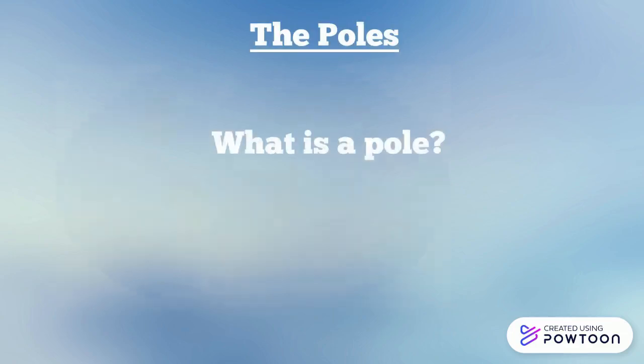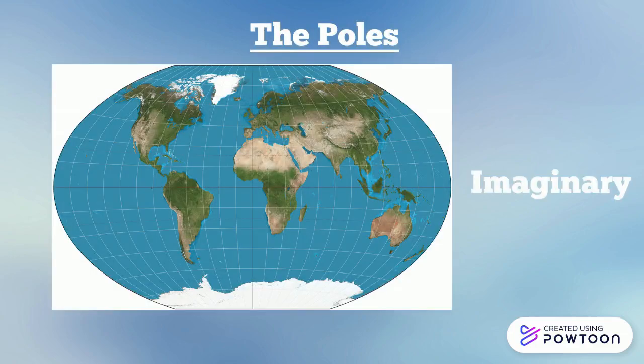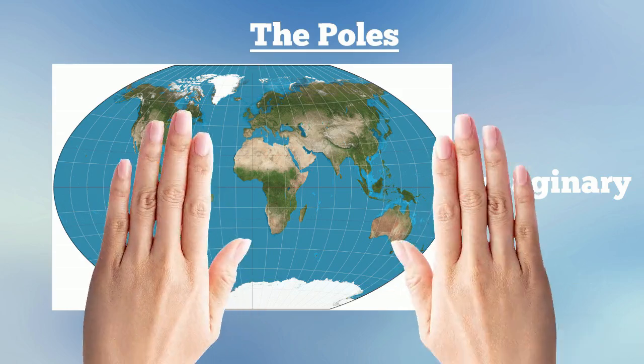of the world. The poles. What is a pole? This is an imaginary point found at the northern and southernmost parts of Earth. On the picture, the poles are marked with red dots, so you can see them clearly. On to the next topic.